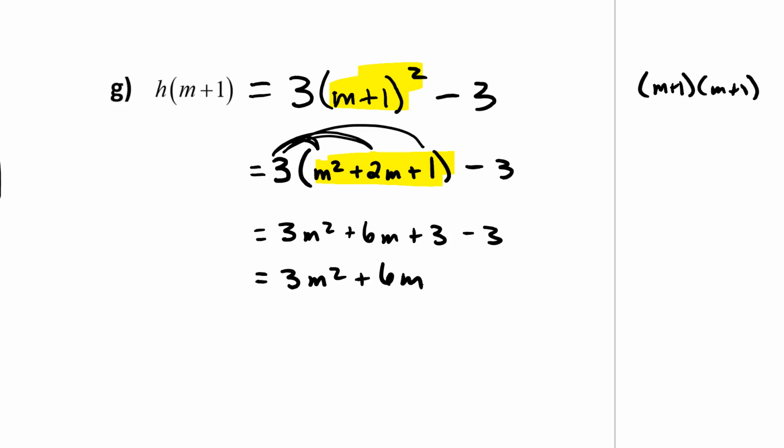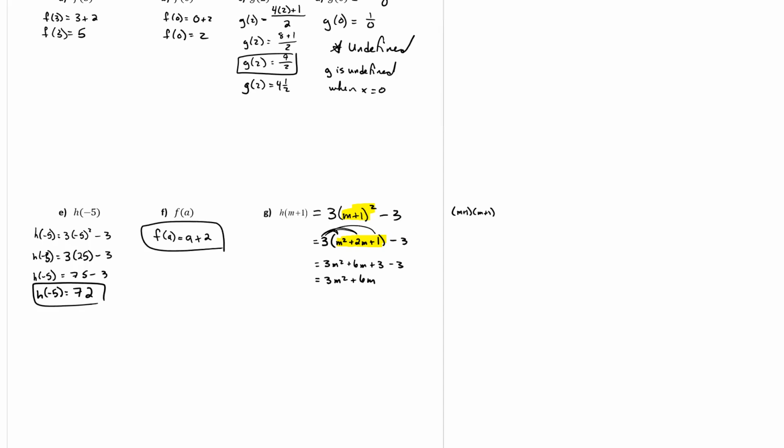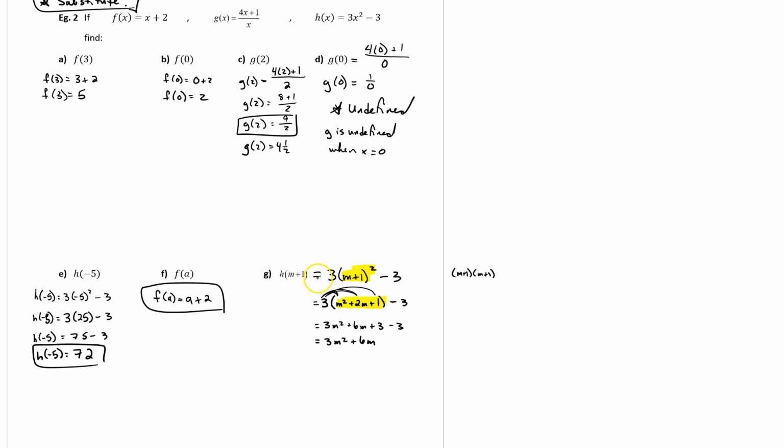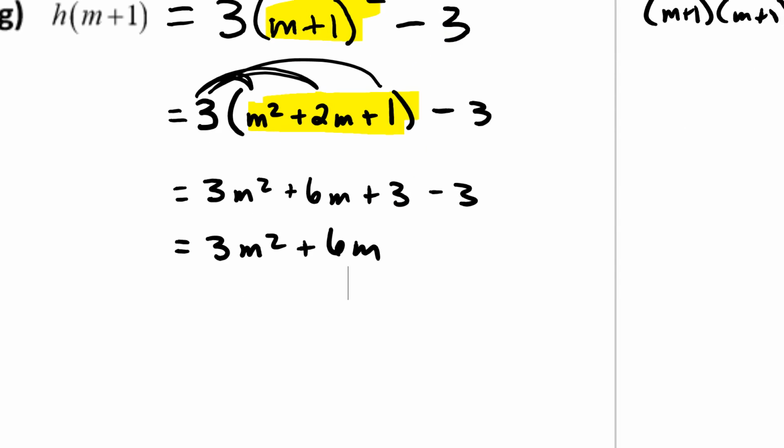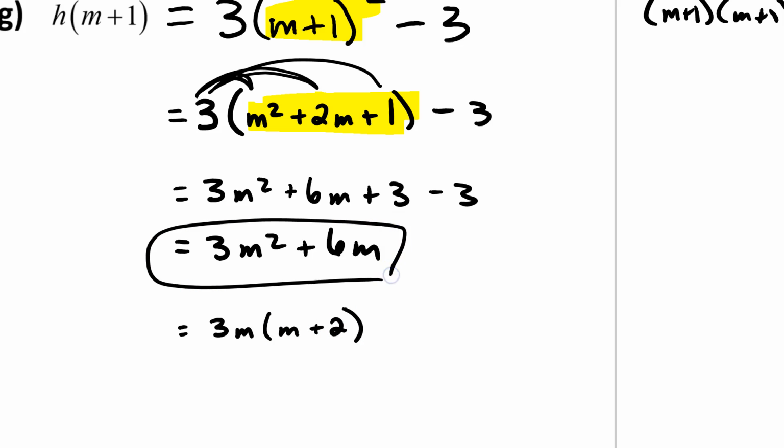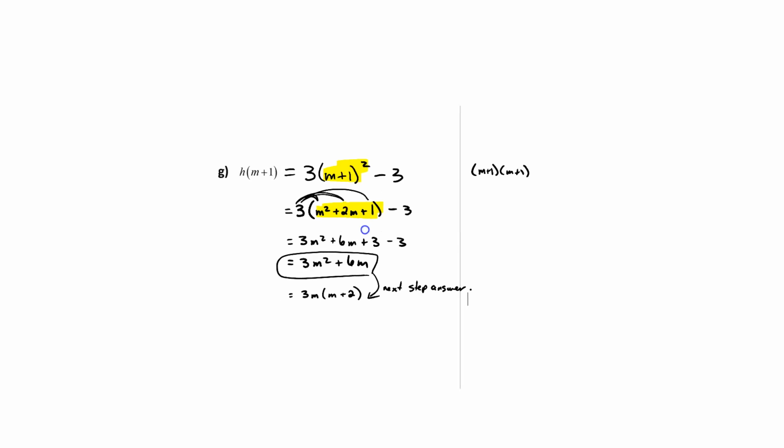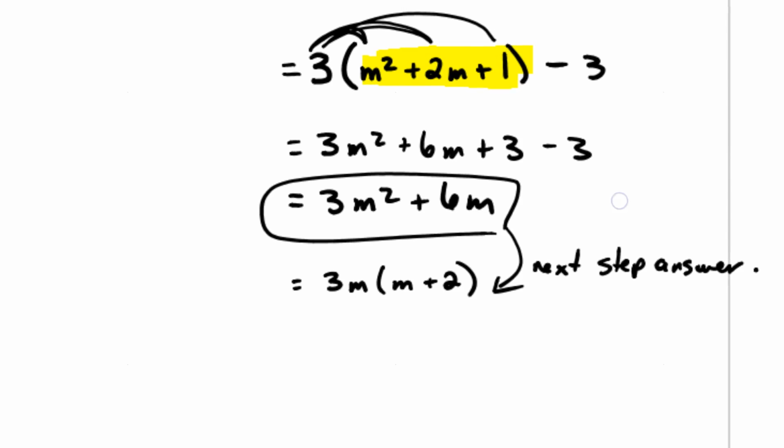Now, if I really wanted to be impressive, I could factor this, but it doesn't say that. It just says find this, and the extra mile answer could be 3m times (m plus 2). But this answer at this point is totally fine. This is the next step. But unless I say factor, just give me the expanded form. That's totally fine.